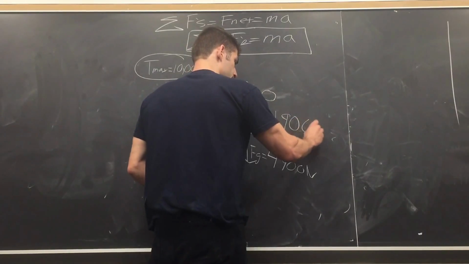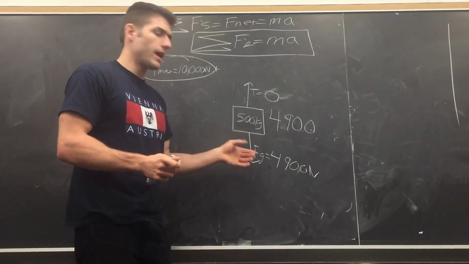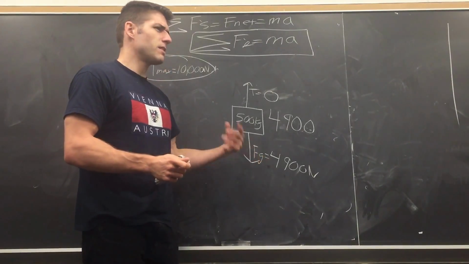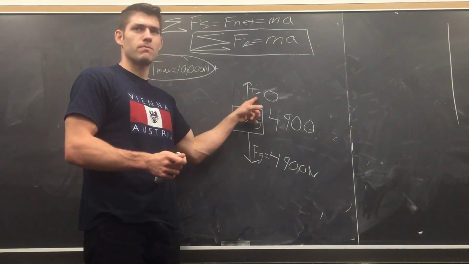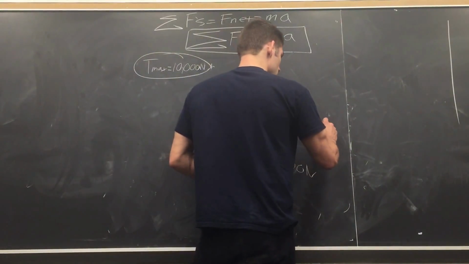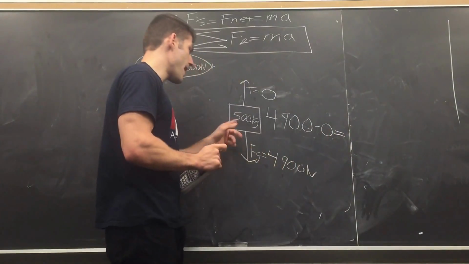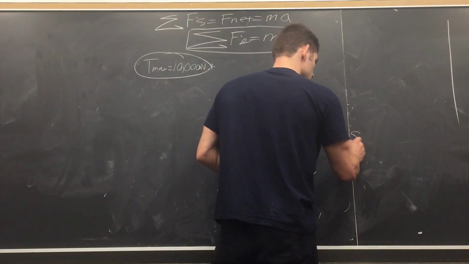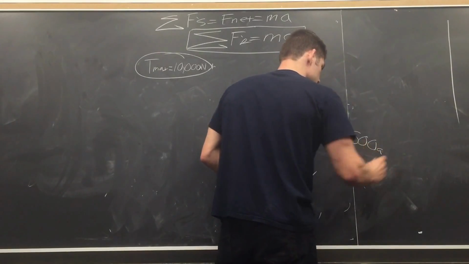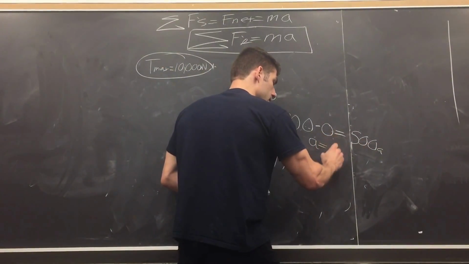So 4,900 becomes the positive value in this case. So we want to find the maximum acceleration downwards. Well, it's moving down, so we know this is positive. And if it's the maximum acceleration we're looking for, we want the rope to be doing the least amount of work pulling it upwards. So 4,900 minus 0 equals the mass, 500, times the acceleration. Well, obviously the acceleration is going to be 9.8.